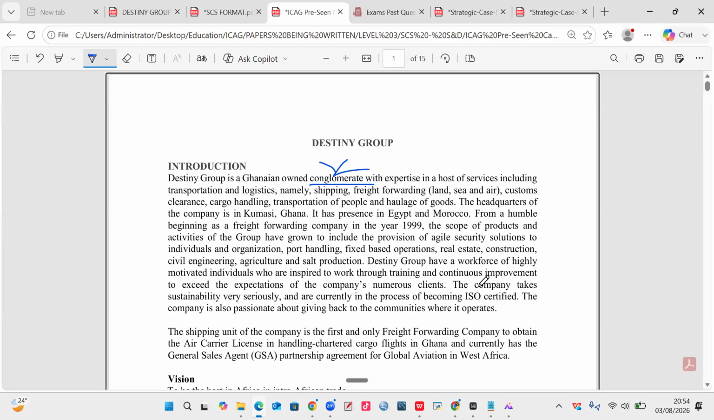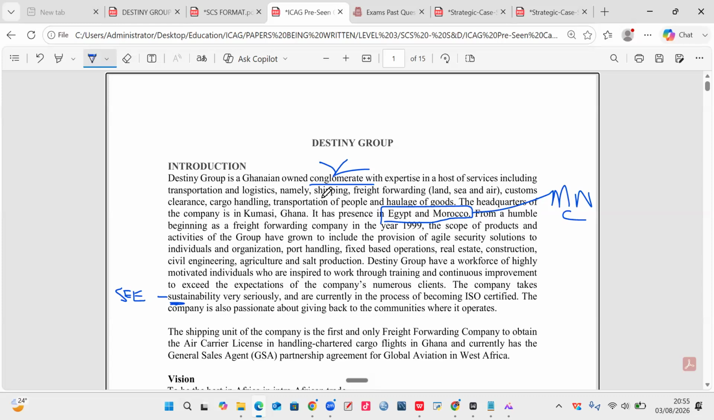Also, let's look at something here. The company takes sustainability very seriously. So sustainability reporting, it is called C, right? So we have social reporting, economic reporting, and environmental reporting. So they can ask questions on this sustainability. It also said that it has presence in Egypt and Morocco. So it means a multinational, it's an MNC. The headquarters is in Ghana. So those are like the key things I was highlighting.